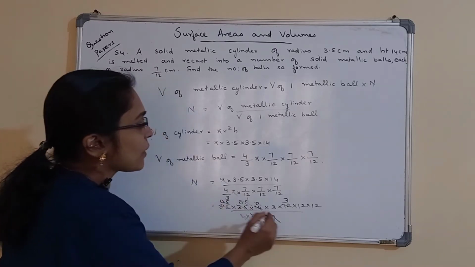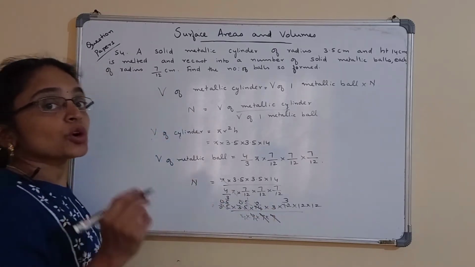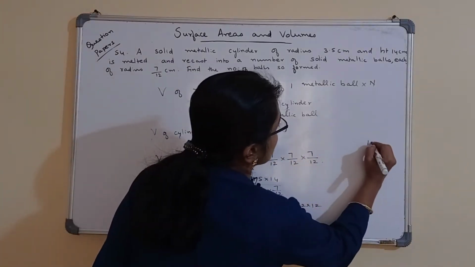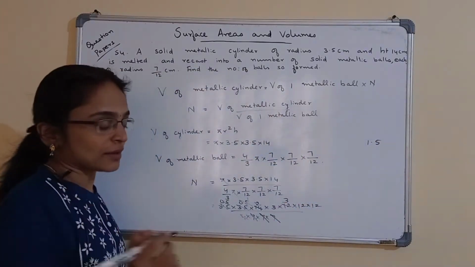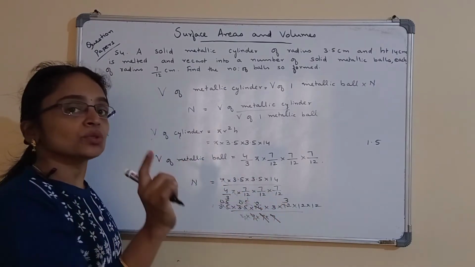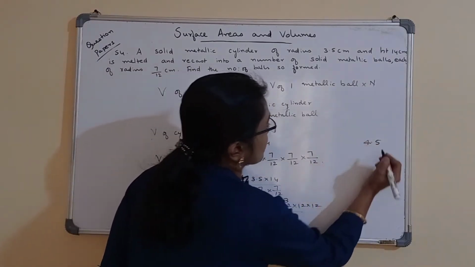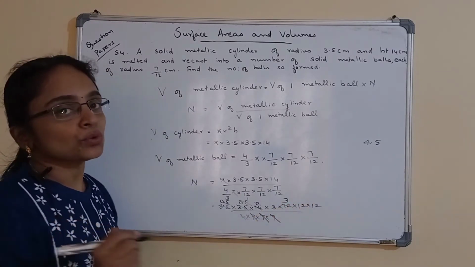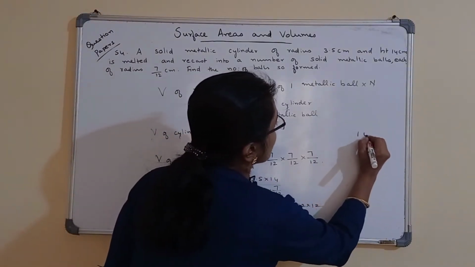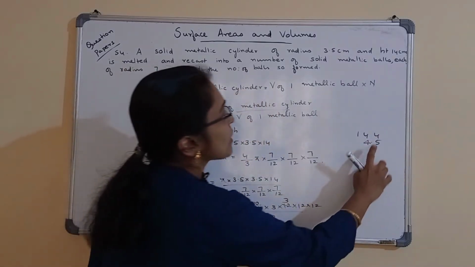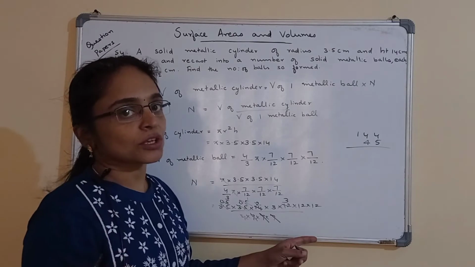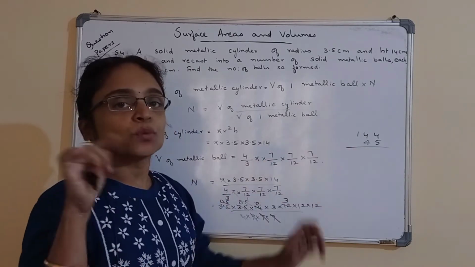Now 0.5 into 3. What is 0.5 into 3? 5 into 3 is 15. So 0.5 into 3 is 1.5. Now 1.5 into 3 is nothing but 4.5. We know that. And 4.5 into 12 into 12. 12 into 12 is 144. Now we can multiply this by 4.5. Just multiply by 45 and add one decimal.